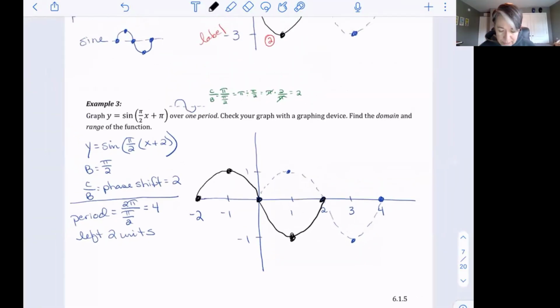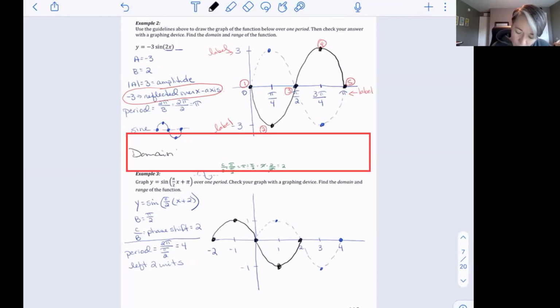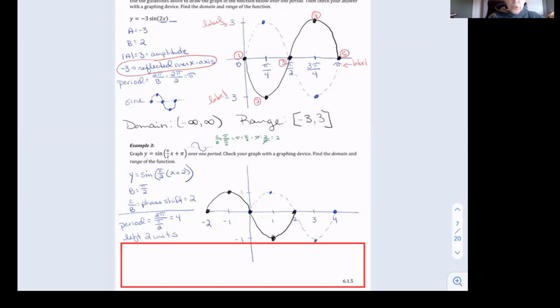Now, in both of these examples, they asked us to find the domain and the range. So on top, example 2, even though they only asked us to graph it over one period, the domain of that function is still from -infinity to infinity. The range, however, has changed because the amplitude changed. It's stretched, and the range is going from -3 to 3 with our endpoints included. In example 3, we still have a domain from -infinity to infinity that does not change. And our lowest and highest points for our range is -1 to 1 using brackets.